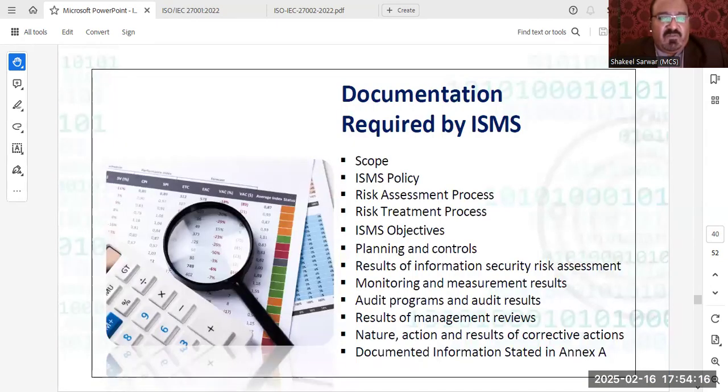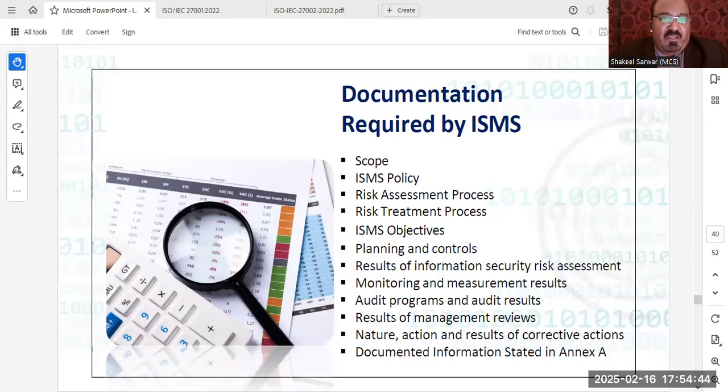As an auditor, one of your primary responsibilities is to ensure that the organization has documented information required by the ISMS. These documents help demonstrate compliance with ISO 27001 requirements and provide evidence that the ISMS is functioning effectively. Below you can find the breakdown of the key documents and their relevance.